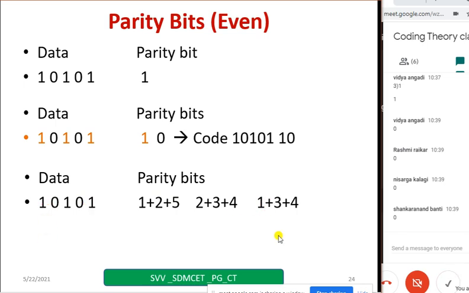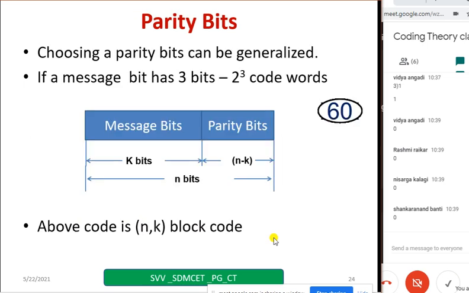So let me give a generalized version. Yeah, this is generalized. Choosing parity bits can be generalized. If the message is 3 bits, automatically I'll get 2 raised to 3 combinations. Those many code words will be there. The above code is an (n, k) block code. Just copy down this simple information, so that this is standard for this particular chapter. A message bit followed by parity bits. Together it will become a code word.